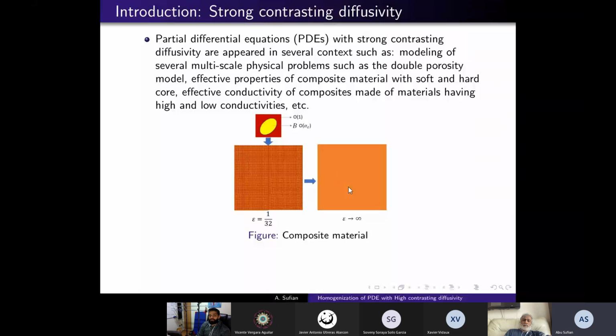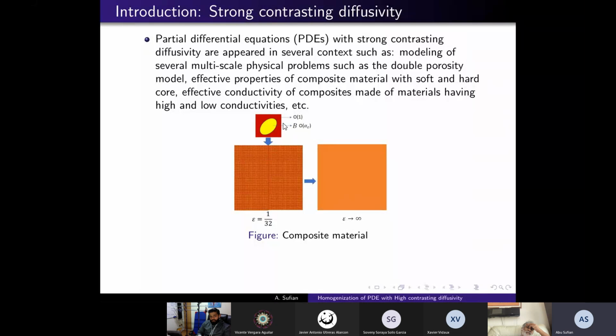Now we try to do multi-scale analysis on this kind of composite. Suppose we want to study a steady state heat equation. If you study it on this kind of domain, the coefficient matrix A epsilon is going to depend on where you are looking. Coefficients will be of order 1 on the red part and of order alpha epsilon on the yellow part. So there is a very drastic difference between the coefficients. In this kind of domain, when you study multi-scale analysis, this kind of contrasting diffusivity PDE will appear.